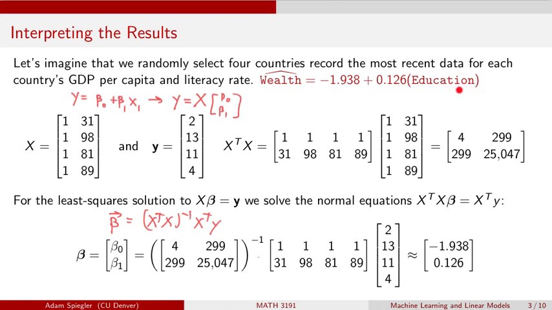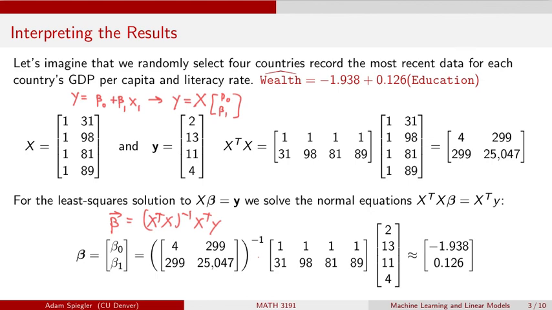I'm calling this variable education. I put a little hat over the wealth because what we're calculating here is not the actual wealth of some country that has a certain literacy rate. We may not know what their GDP per capita is, but what we're calculating is our best prediction for what their GDP per capita is. When we're indicating predicted values, we put hats on top of the y value. In this case, we put a hat on top of wealth.